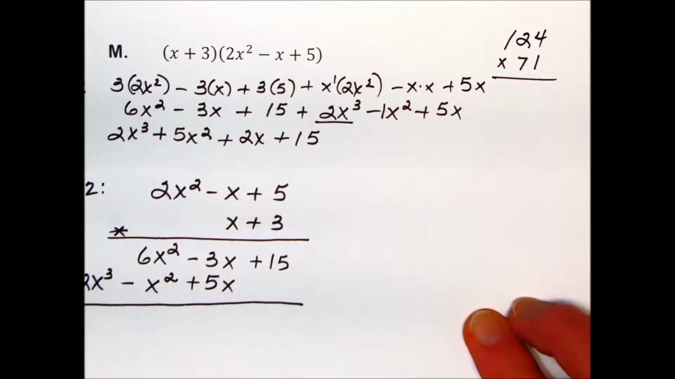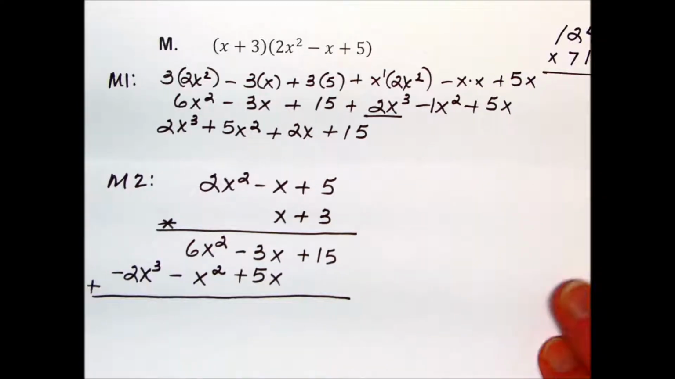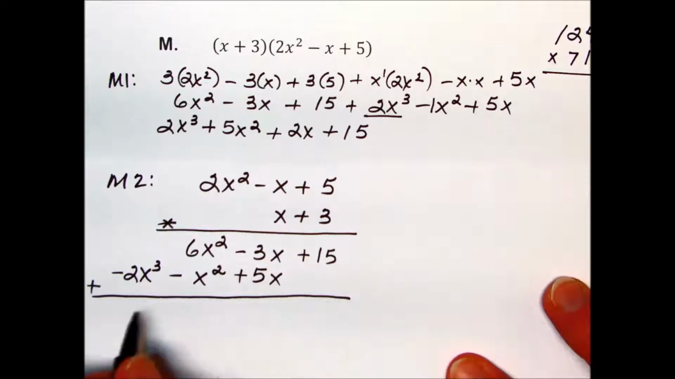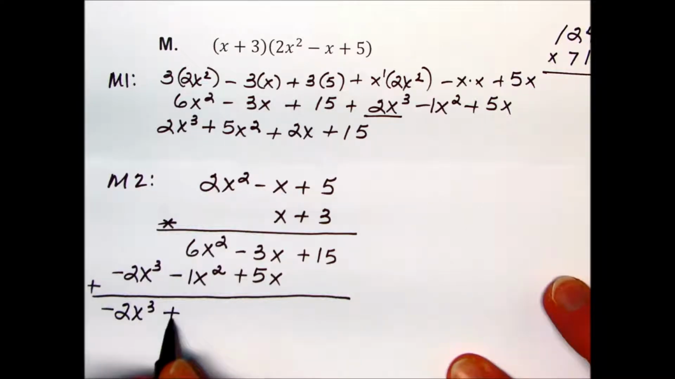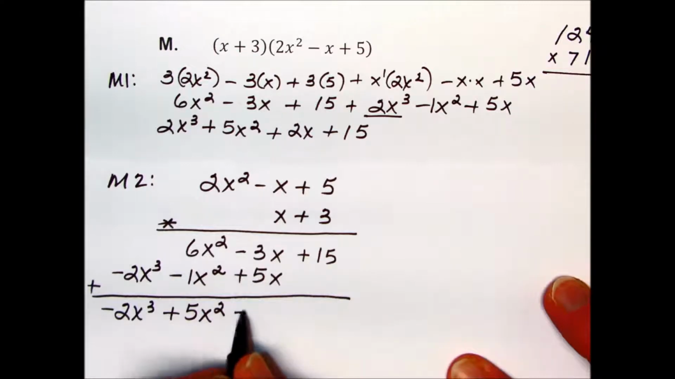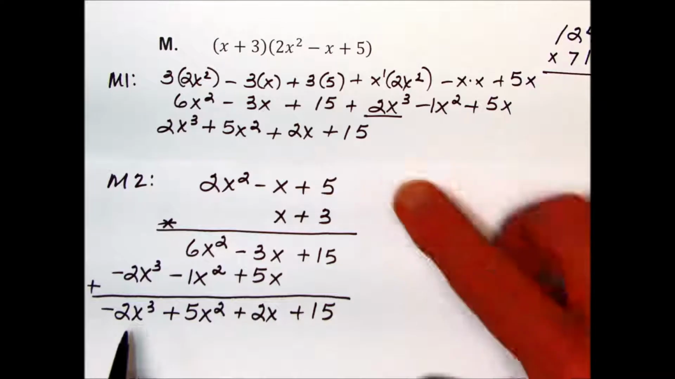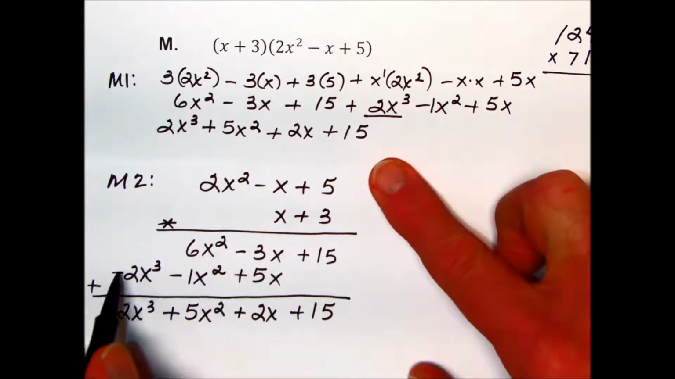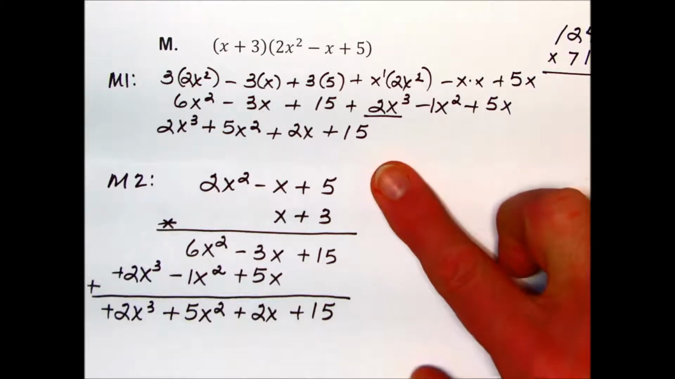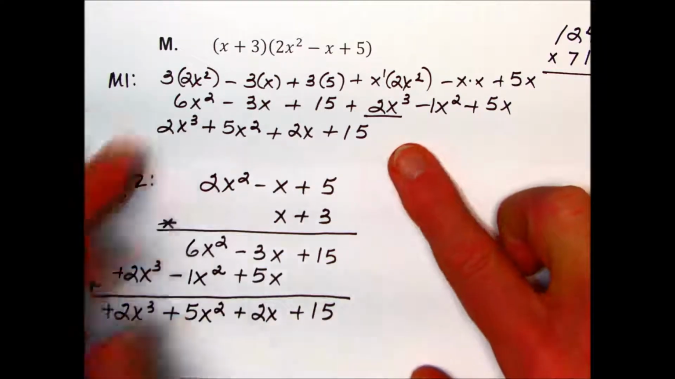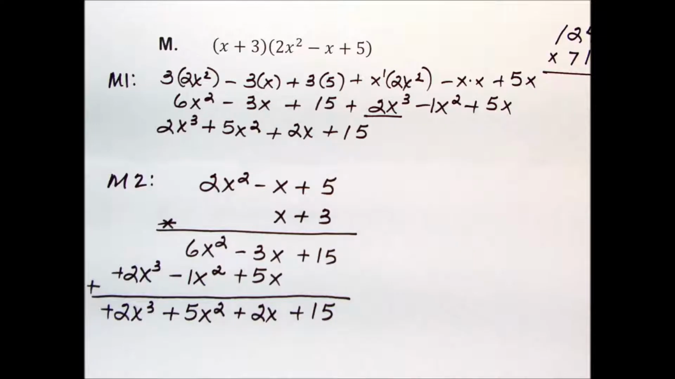And just like with multiplication, we are going to add these together, our like terms. So we have a 2x to the 3rd. 6 plus a negative 1 is a positive 5x to the 2nd. Negative 3 plus 5 is a positive 2x, and the 15. And here we have the same. This shouldn't be a negative. I don't know where that came from. My bad. When we add these together, we should have the same answer, and we do.